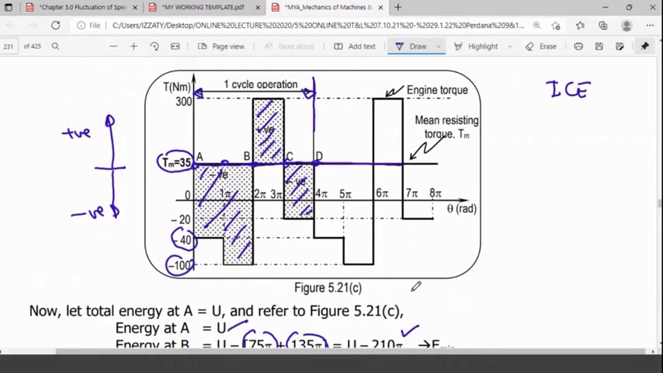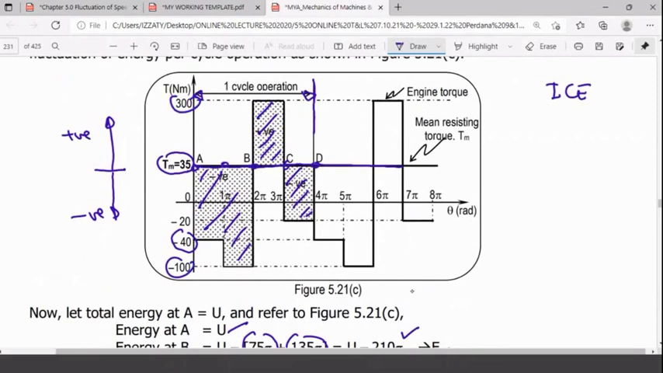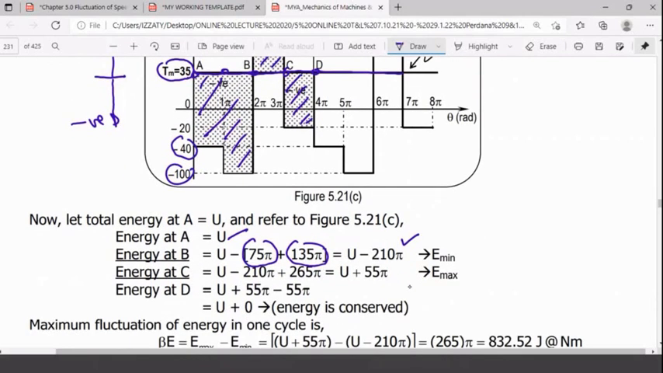This one will be 300 minus 35 multiplied by pi. So you will have 210. Isn't it? And finally, you'll be getting 0. And it is correct. Energy is conserved, that is correct.